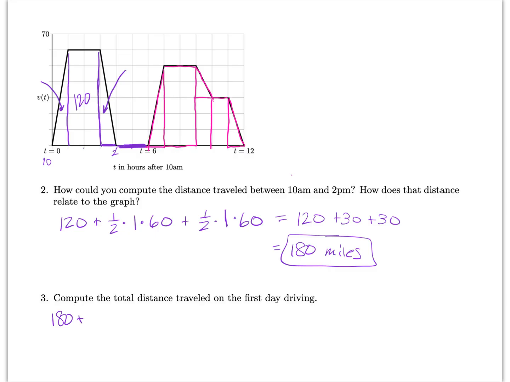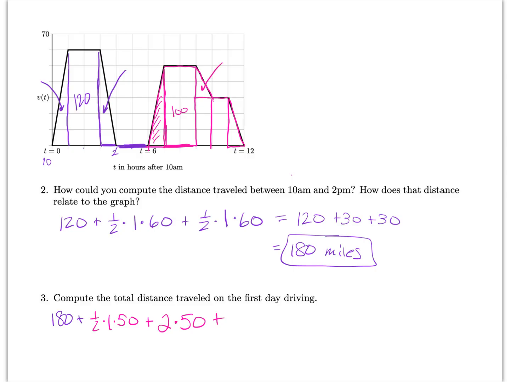Okay, so this triangle has a base of 1 and a height of 50. So this is 1/2 times 1 times 50. That's this triangle here. Okay, and then we have the rectangle, which would be a base of 2 and a height of 50. So that's 2 hours at 50 miles per hour. That's 100 miles.